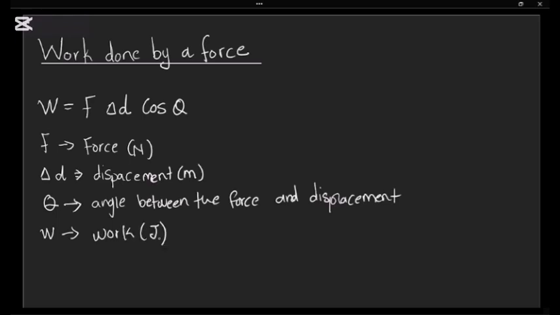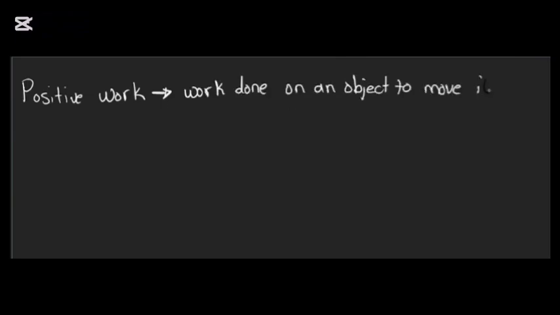Before we continue, keep in mind that work is a scalar quantity, therefore it doesn't have a direction. Then we have what we call a positive work. What is a positive work? Positive work is the work done on an object to move it in the direction of the force.